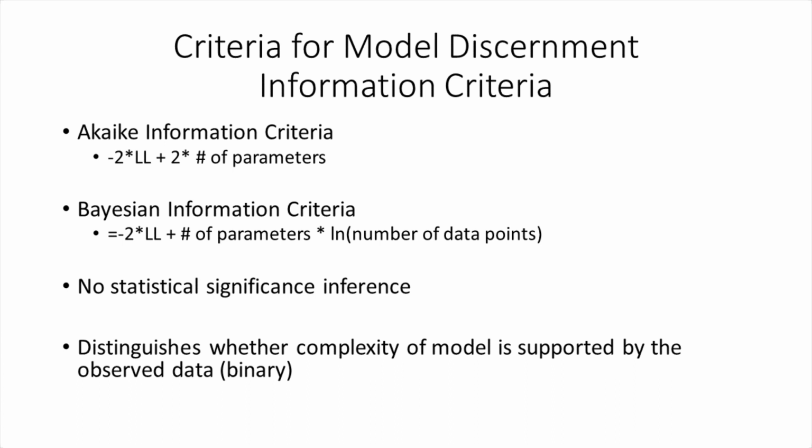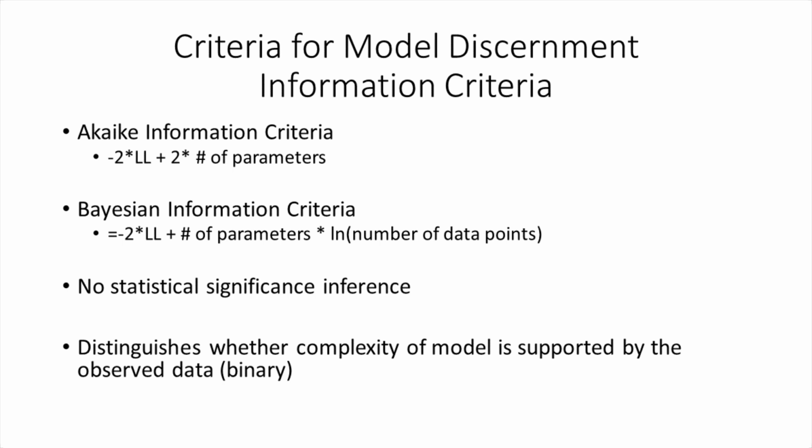Another criteria for model discernment are the information criteria. I have two examples here. The Akaike information criteria, which many people may be familiar with. This is a function of that -2 log likelihood, or that objective function value, but there's a penalty added to this. And that penalty is 2 times the number of parameters that are in the model. So if you have a more complicated model, if you add parameters, your information criteria value will not be as low or as optimal.